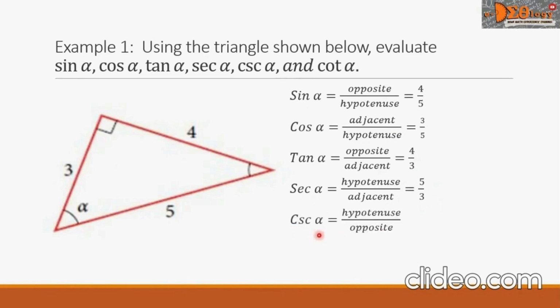Next is cosecant alpha. The ratio is hypotenuse over opposite. Hypotenuse is 5 over the opposite, which is 4. So cosecant alpha is 5 over 4. Last is cotangent alpha. The ratio is adjacent over opposite. Adjacent is 3 over the opposite, which is 4. So the cotangent alpha is 3 over 4. So we are now complete with our ratios.